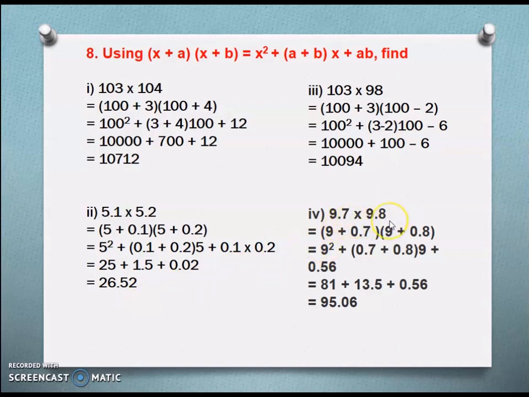Same way 9.7 into 9.8. This has been written as 9 plus 0.7 into 9 plus 0.8. And apply the same identity, you will get 95.06.